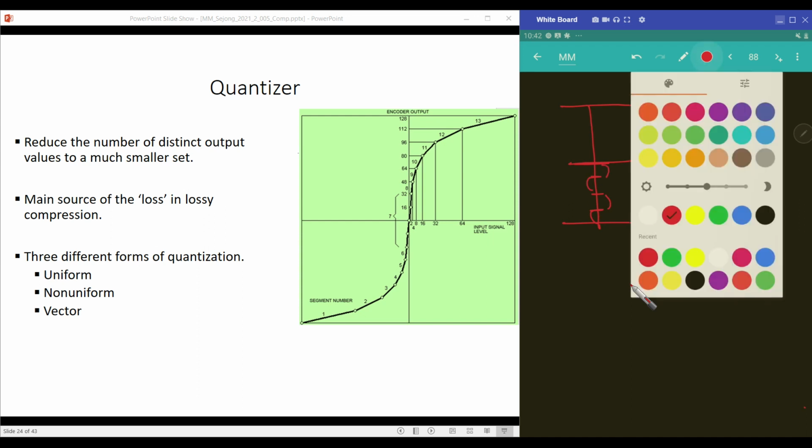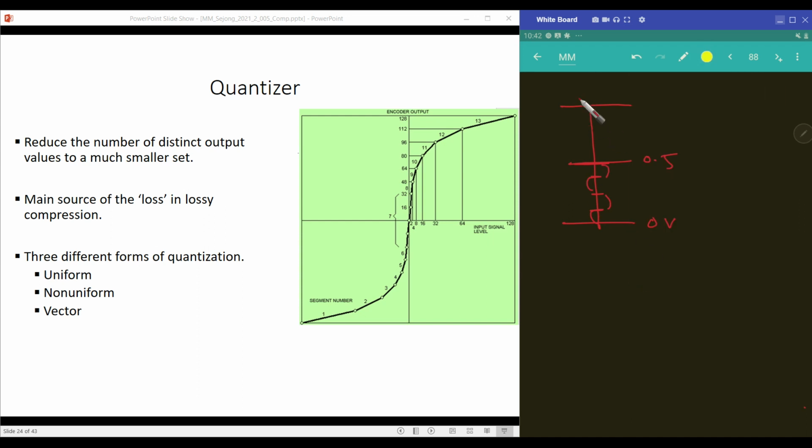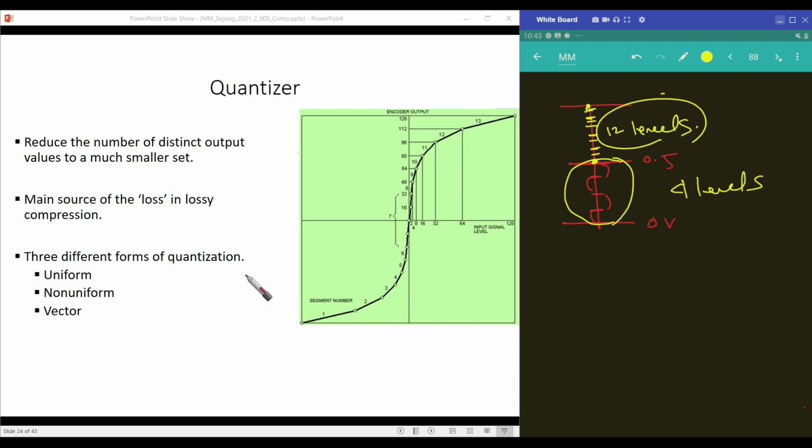Now how about, let's say the upper half in this one, let's say we divide this range into maybe 12 different levels. So in this range we use only 4 levels, and in this range we use 12 different levels. These sorts of division groupings are called non-uniform quantization.